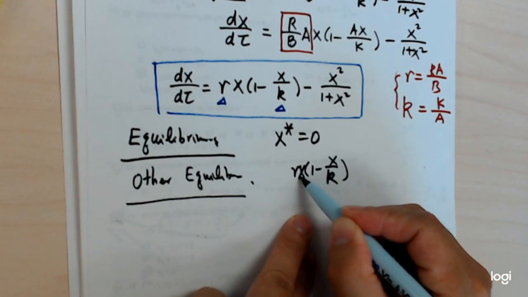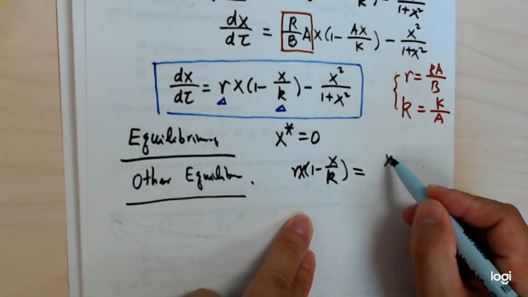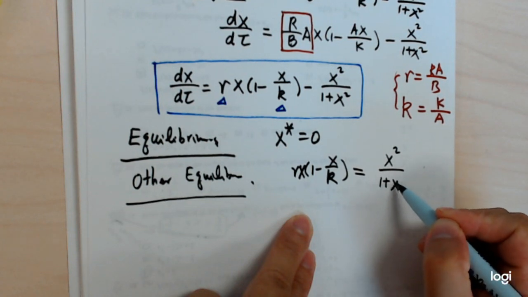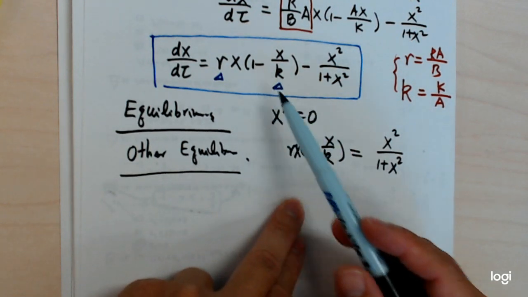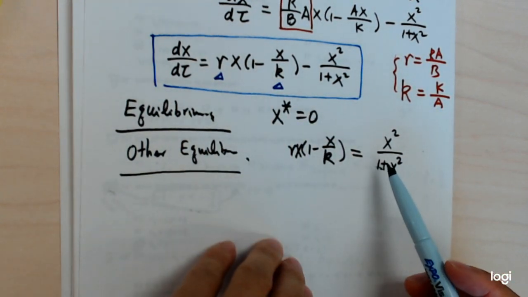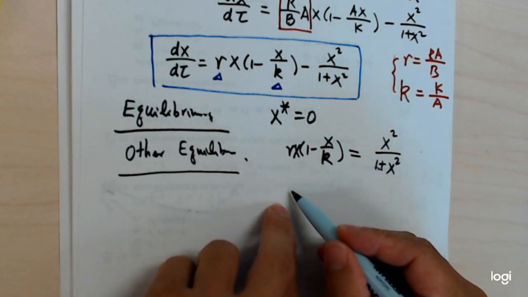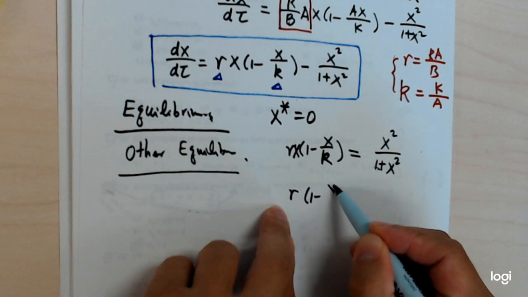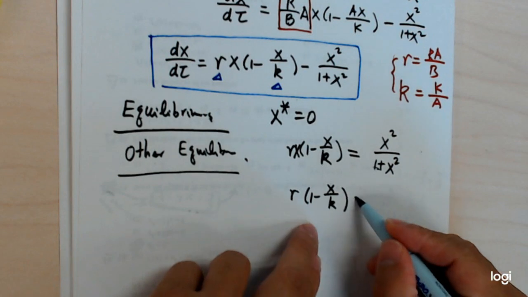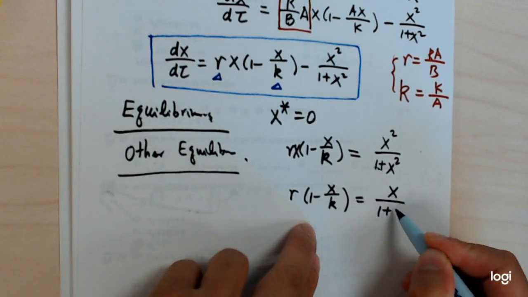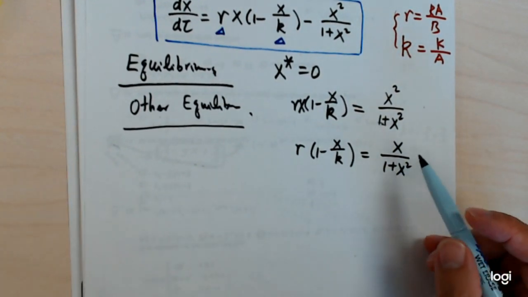Sorry, forget the x here. So this is the first curve. We're going to simply set it equal to the second curve. So the intersection of those two curves will give us the other equilibria. Obviously, I can also cancel out the x here because that's associated with the zero equilibrium. So we'll simply look for the intersection between this straight line and this curve, x over 1 plus x squared.